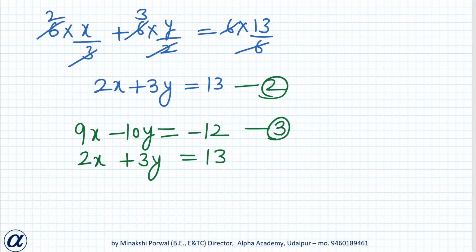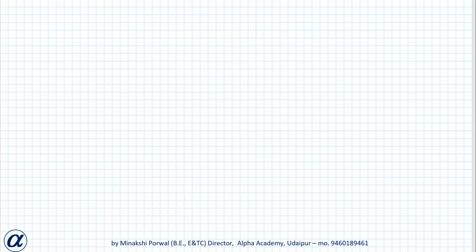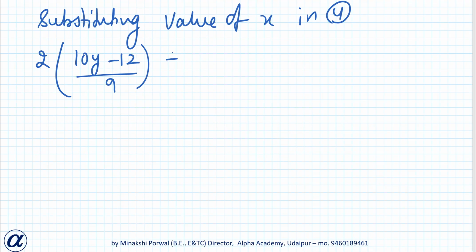Suppose we have named these 3 and 4. Now we'll find the value of x from equation 3. 9x equals 10y minus 12. x equals (10y minus 12) upon 9. And substituting the value of x in 4, it is 2 into (10y minus 12) upon 9 plus 3y equals 13.